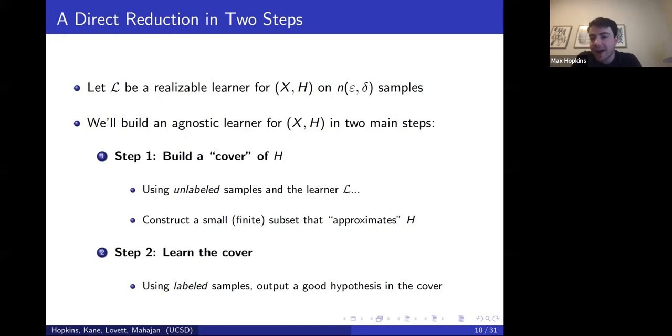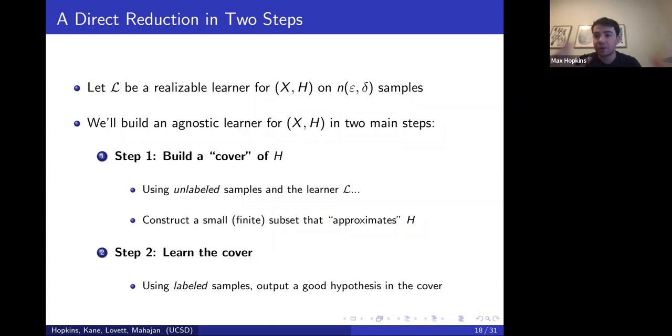Step two is that once we've found this small finite approximation, and when I say a finite approximation, I mean a finite subset of hypotheses that does a good job somehow of looking like H. So now that I have this subset of hypotheses, instead of trying to learn H, I'm just going to learn the cover. I'm just going to learn the subset of hypotheses using labeled samples from the adversary's distribution. I'm just going to try to find the best hypothesis in this finite subset that is supposed to approximate H in some sense. I'll hope that because this is the best hypothesis in my cover, and my cover approximates H, that it will be close to the best hypothesis in H.